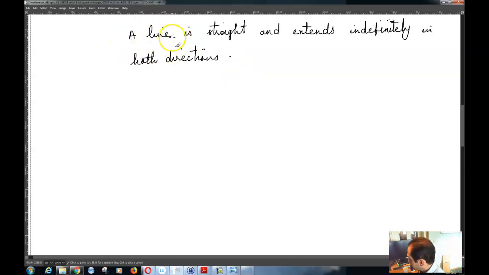Now this is a compound statement, and the component statements of this compound statement are basically P: a line is straight, which is true. A line by definition is straight. And Q: a line extends indefinitely in both directions.